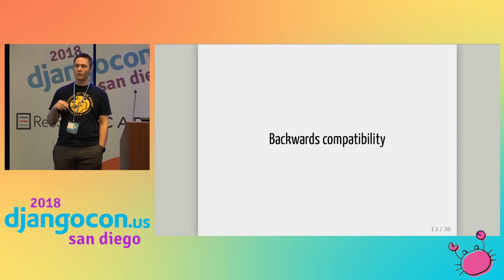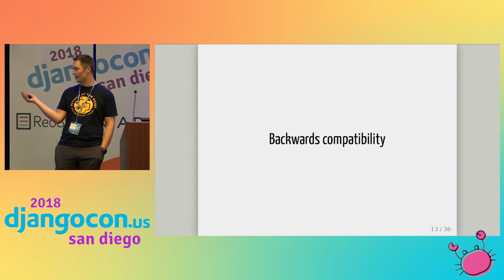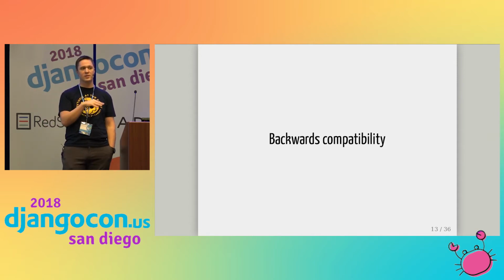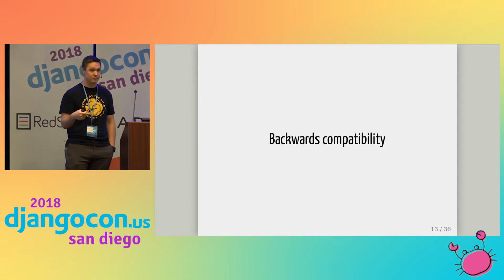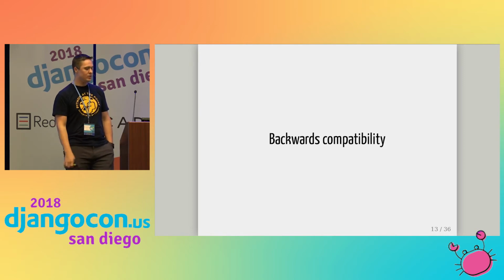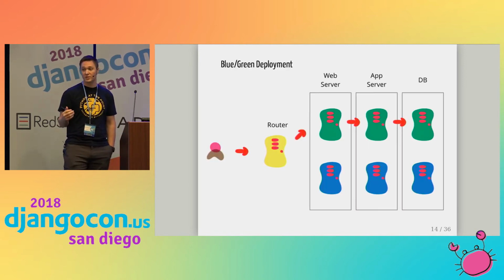So the main process here is backwards compatibility. Ultimately, when your code causes downtime during a deployment, it's because it's not actually backwards compatible with itself. And so, I'll give you a couple of examples.